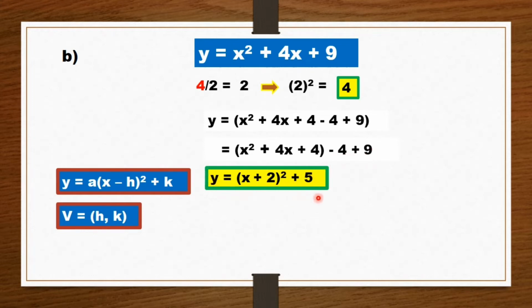So this is now the vertex form. This is the h and this is the k. So the vertex is the opposite of positive 2, which is negative 2, and copy the value of k which is positive 5. So the vertex is the quantity of negative 2, 5.